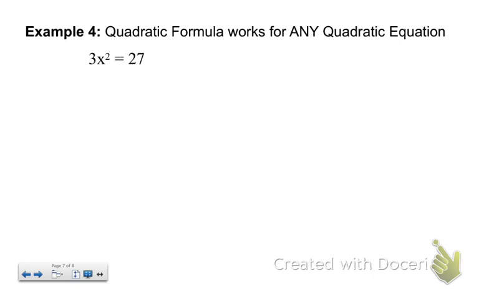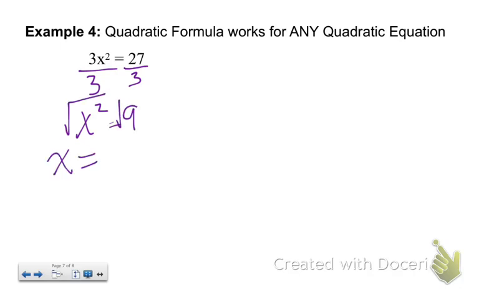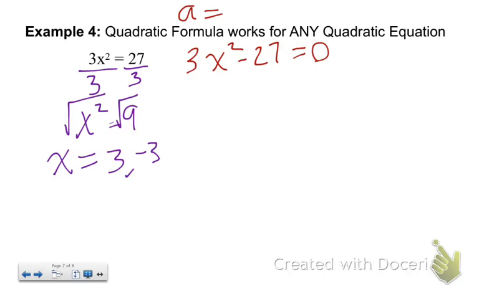Okay, so here's another example where we would normally want to take a square root. Remember, to get x squared by itself, we could divide by 3 on both sides. Get x squared equals 9, take the square root, and x equals 3 and negative 3. Okay, but what I want you to see, the quadratic formula will still work. So 3x squared minus 27 equals 0. Well, this time a is 3, b is 0, and c is negative 27. So let's see how that works.